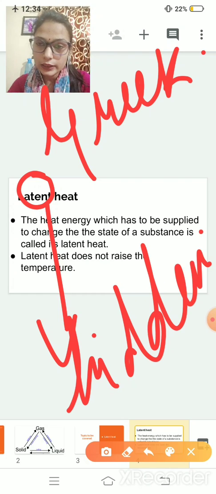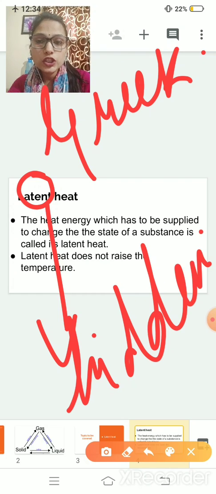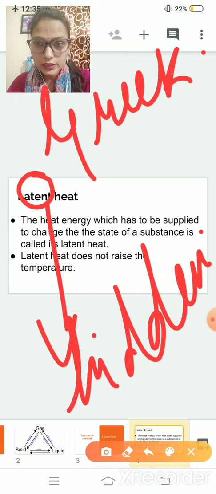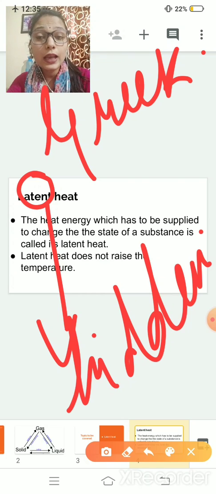See, if you want to change the state of matter, what will you apply? You will apply heat, and heat is a type of energy. So, latent heat is a hidden heat. You can say that latent heat is a hidden heat which you apply to the substance, and with the help of this heat, a substance can change its state.